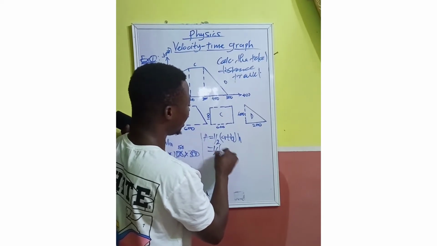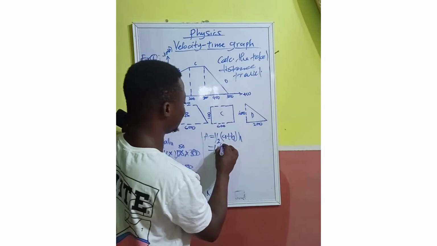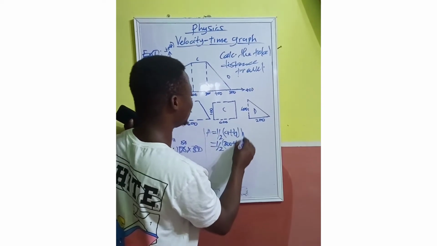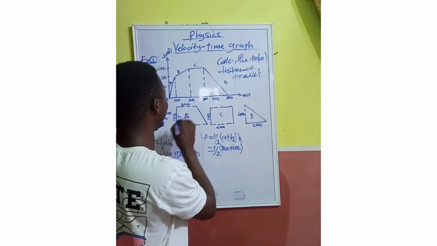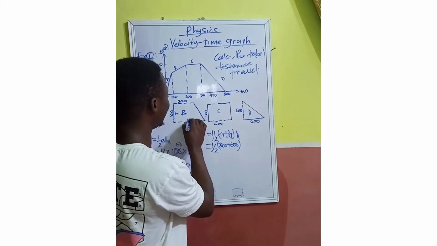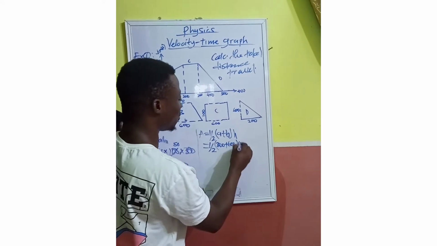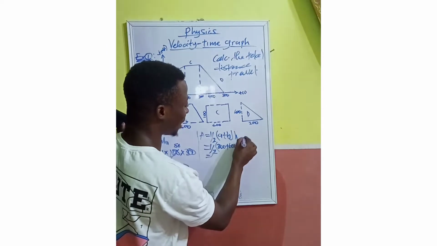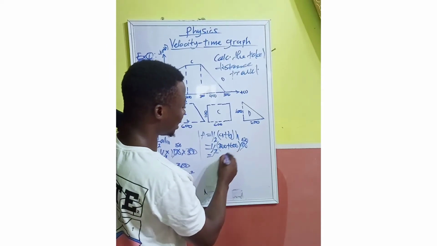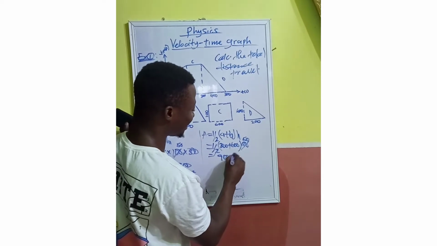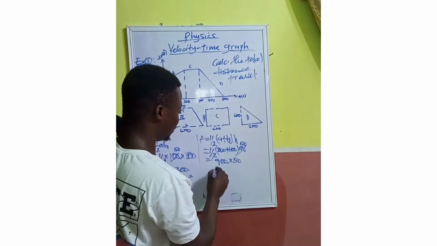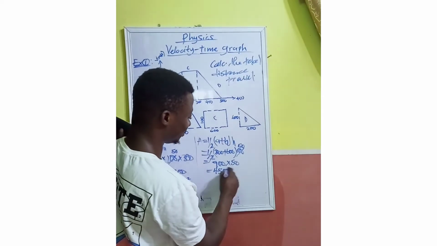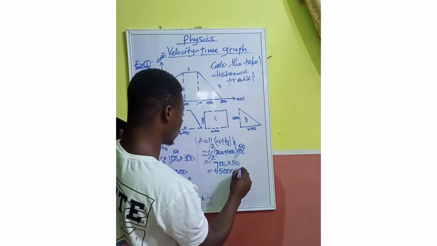You have your A to be 300. You have your B to be 600. And you have your H to be what? Here is your H. Here is your B. Here is your A. And that's 100. Now, if you calculate this, this will cancel this. You are going to have 50. If you add this together, you are going to have 900. That is 900 times 50. You are going to have 45,000 in meter square.